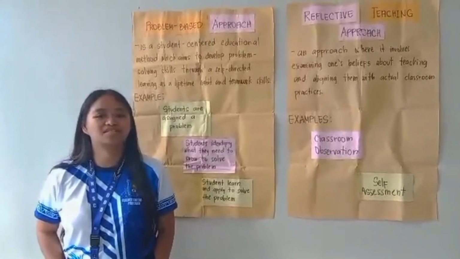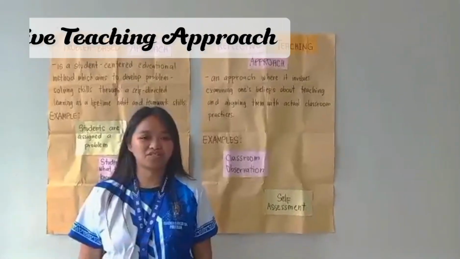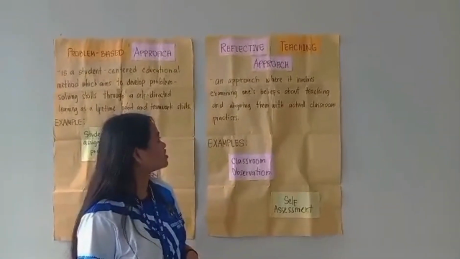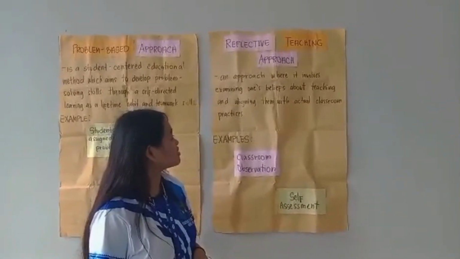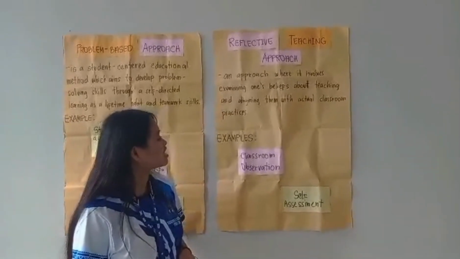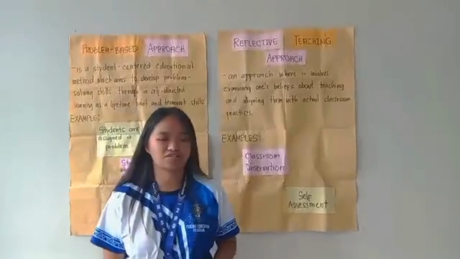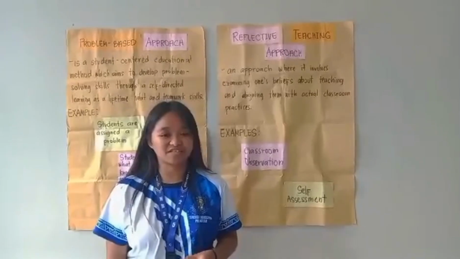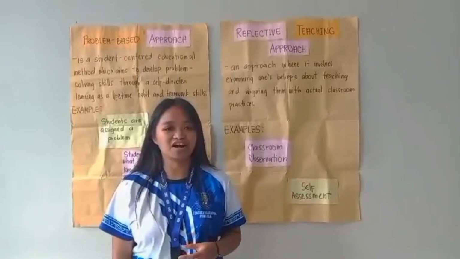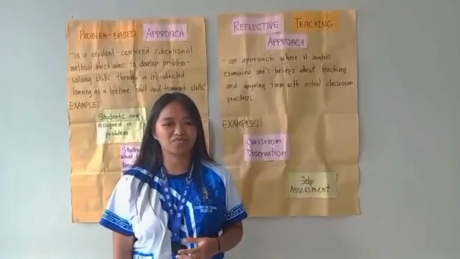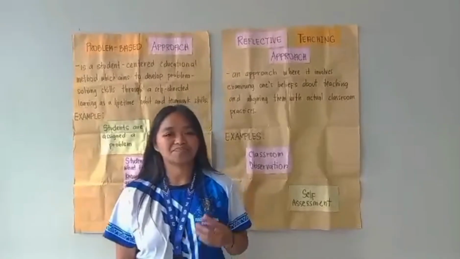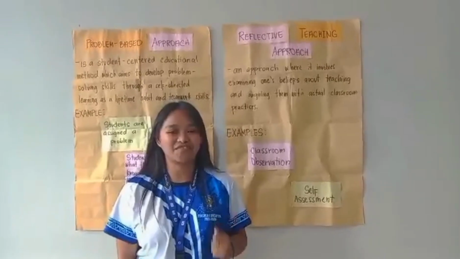So the sixth approach is the reflective teaching approach. It is an approach that involves examining one's beliefs about teaching and aligning them with the actual classroom practices. So when the teacher teaches reflectively, it's like being a detective in class. They think really hard about how they are teaching and look for clues that show if it's really working well. It's like they're checking for signs that say, yes, I am being an effective teacher.